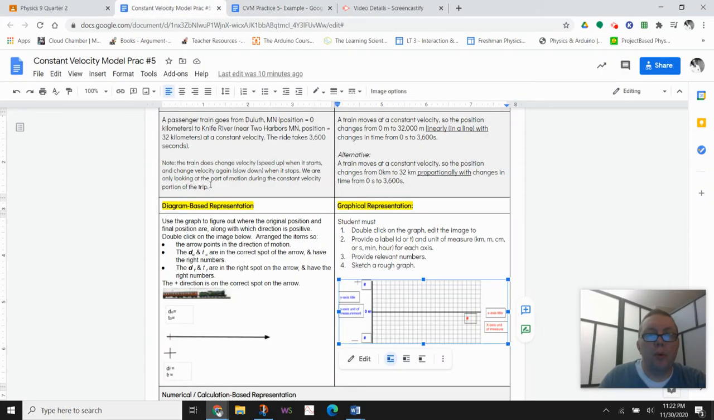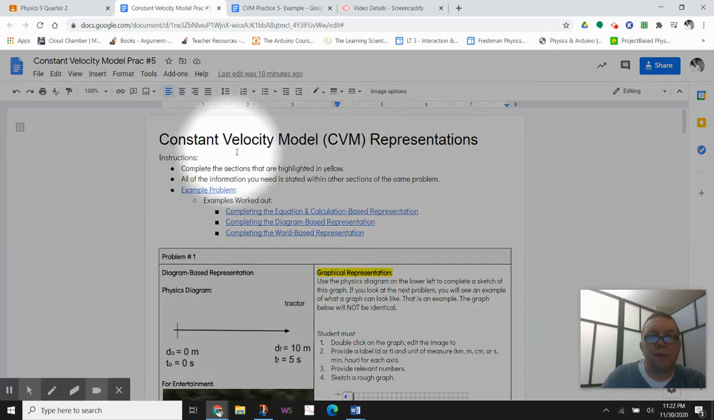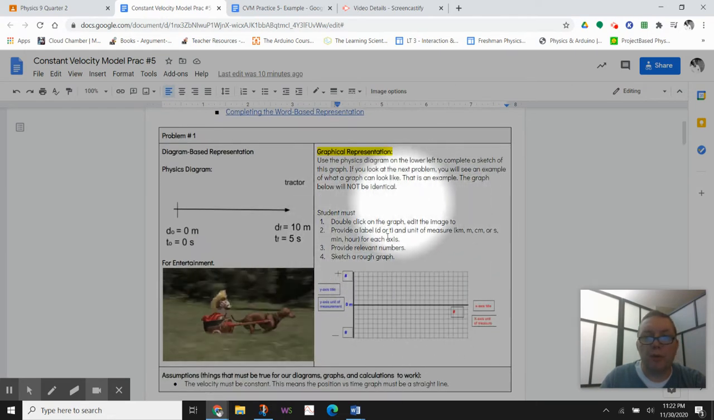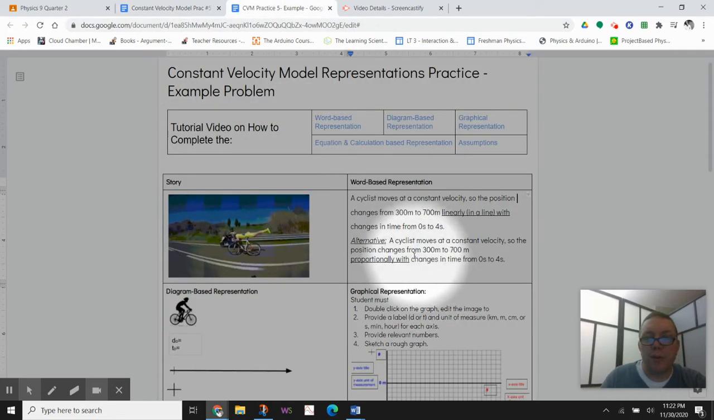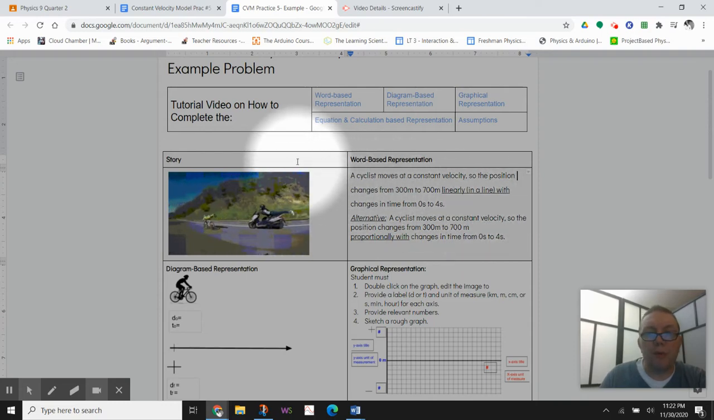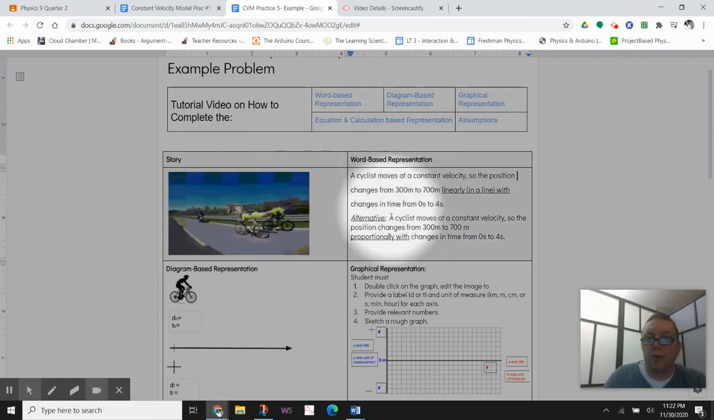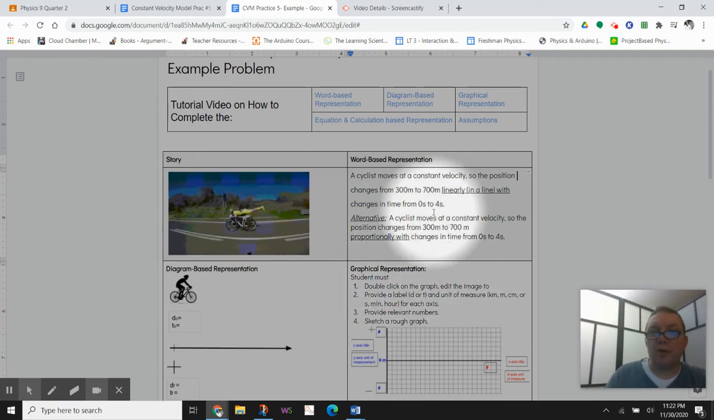Hello. Working again on example problems on how to do these constant velocity model representation questions. This example is going to go through how to deal with some of the graphical representations using this example problem. And again, the reminder, if you haven't watched the other videos, the grayed out sections have information present in them, but they are not questions that you're supposed to do. You're supposed to do the portions that are not grayed out.